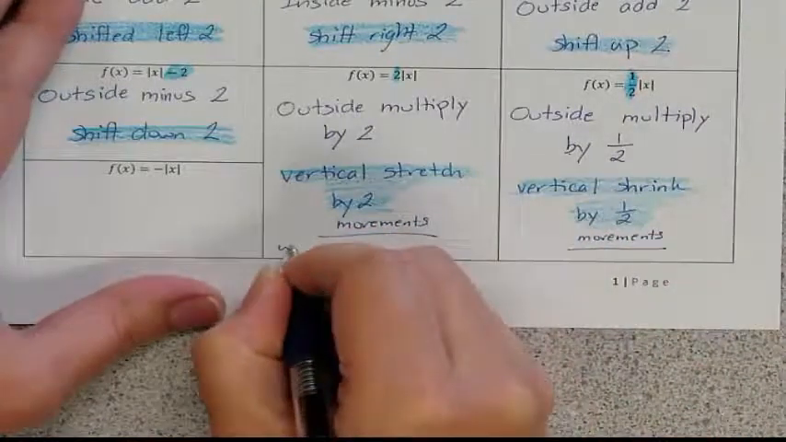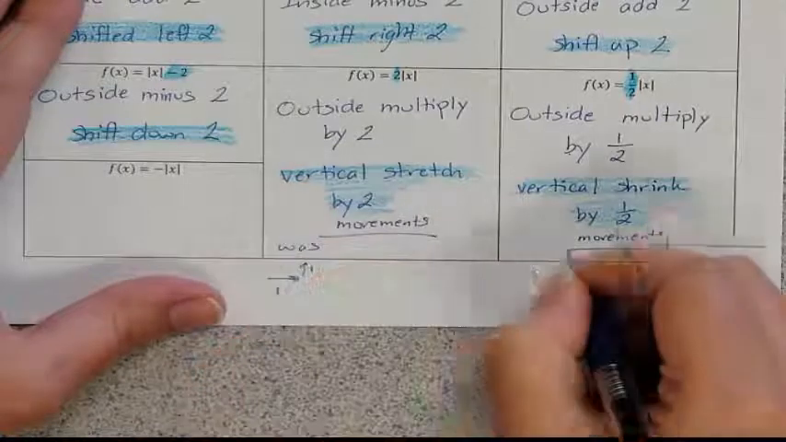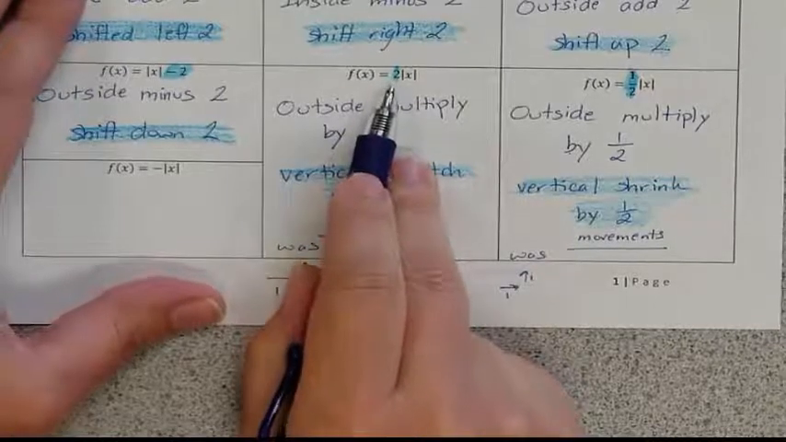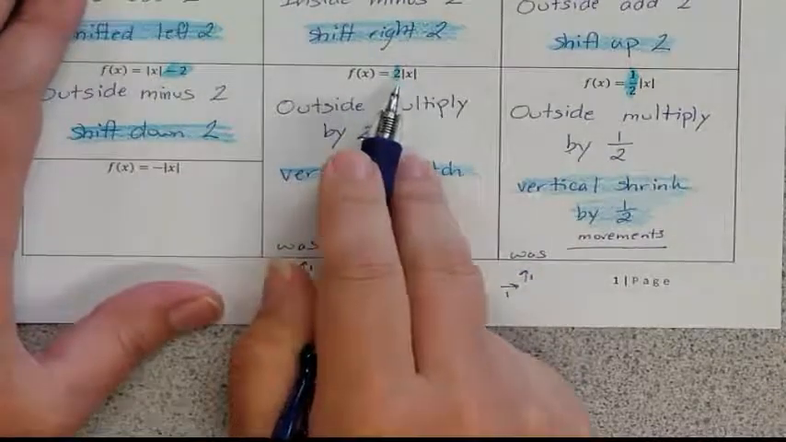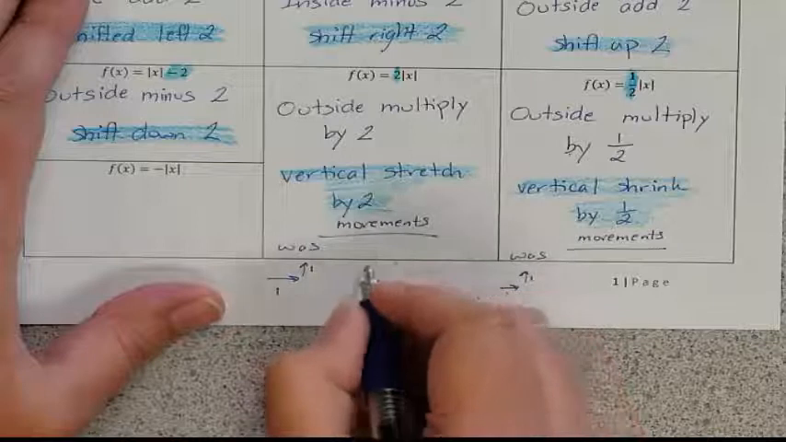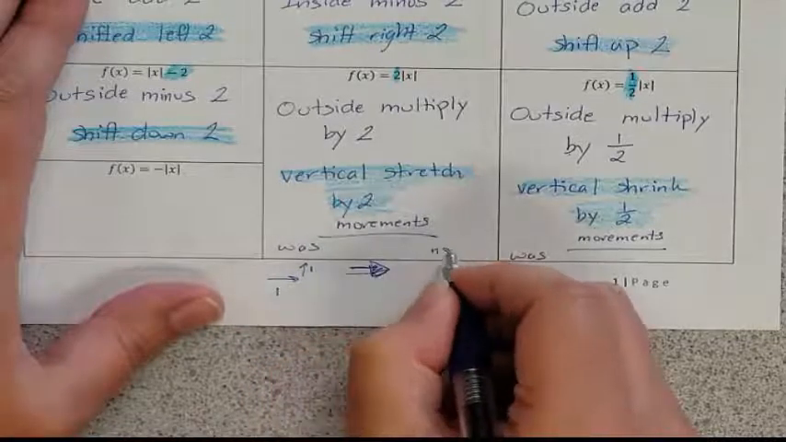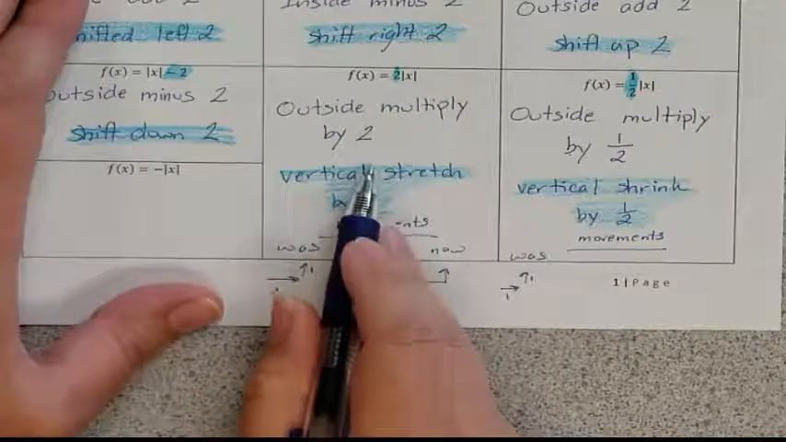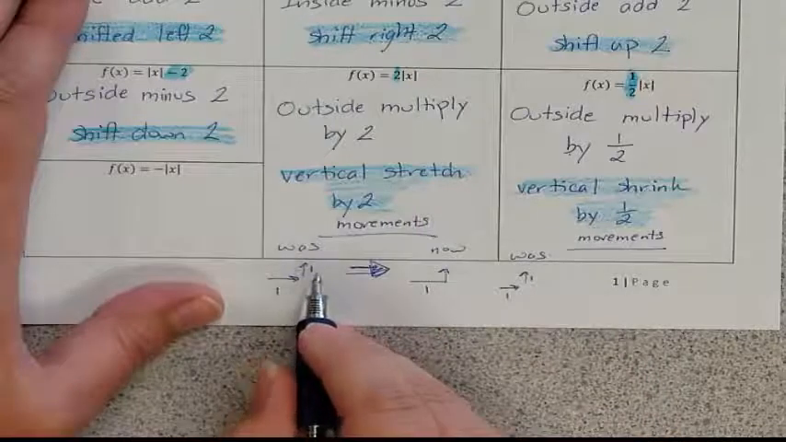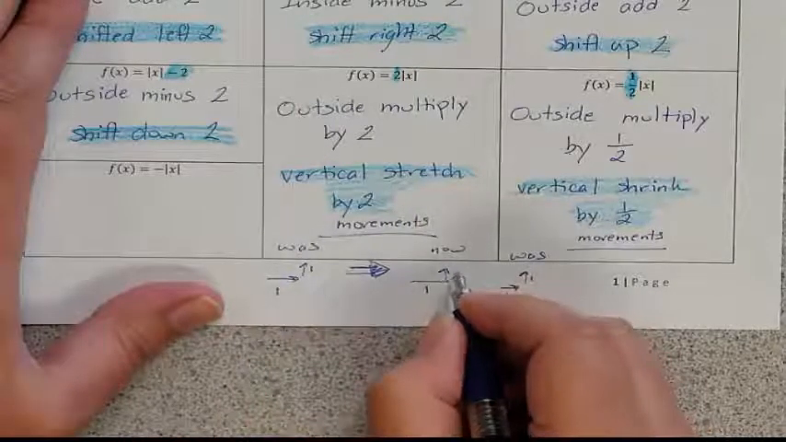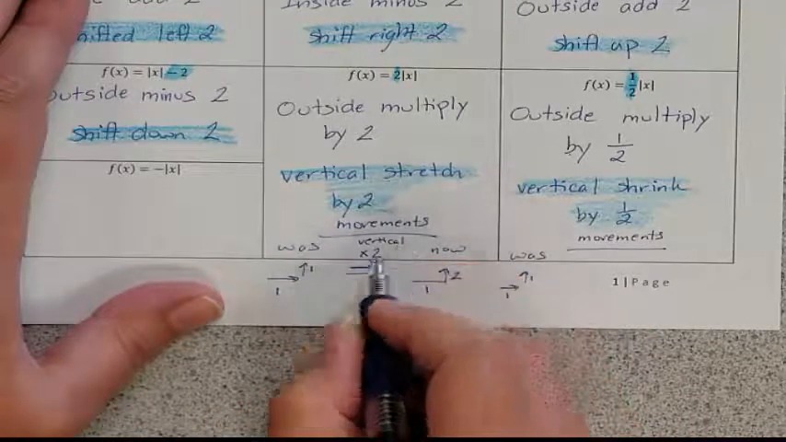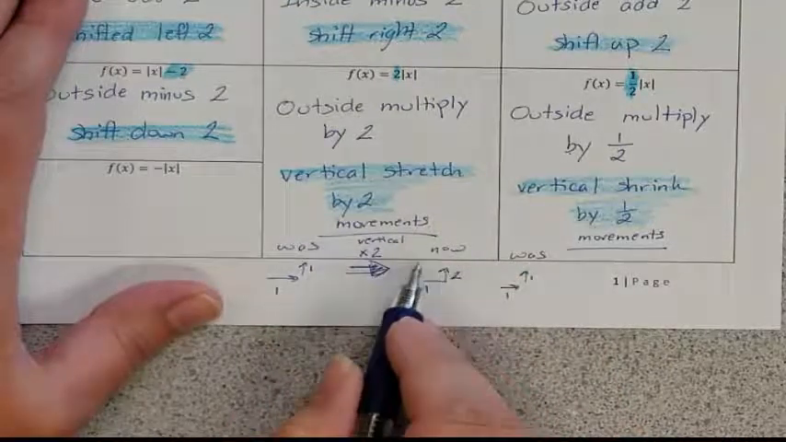It was over 1, up 1, because that's what the parent function says. But now it says that we are multiplying by 2. So I need to vertically multiply by 2. You're only vertically multiplying by 2. The horizontal change doesn't change. The vertical got multiplied by 2. 1 times 2 is now 2. So only my vertical got multiplied by 2. So this is my new movement.